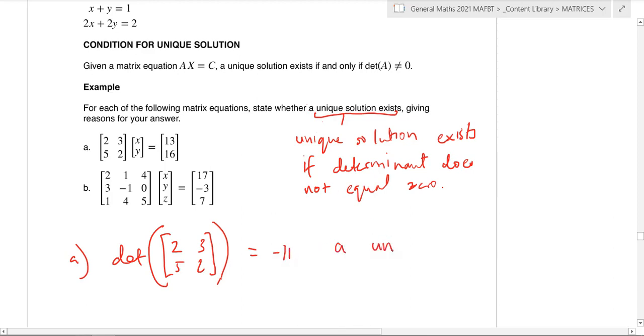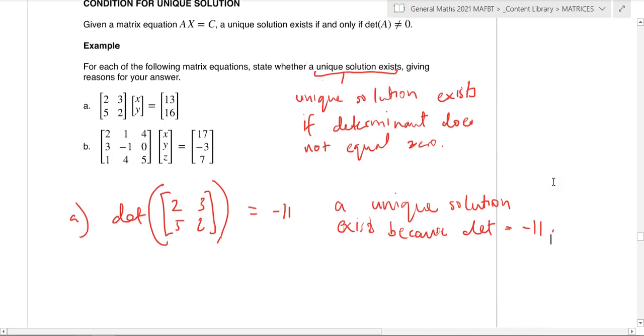A unique solution exists. Because, and I would write here my reasoning, the determinant is equal to negative 11.